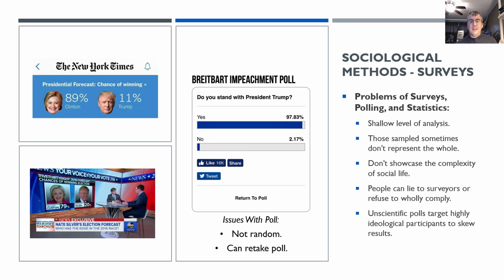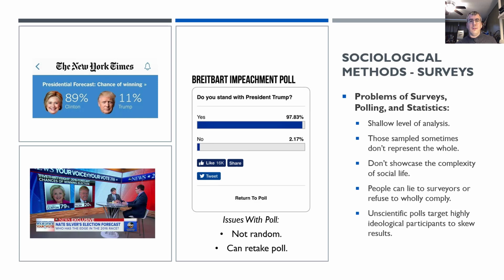It's directed specifically to Breitbart readers. So people who read Breitbart are most likely conservative. Therefore, they most likely support President Trump. Therefore, they are going to state yes. But also, if you notice on the bottom of that poll, there's a thing that says return to poll, meaning you can click that button and retake that poll.